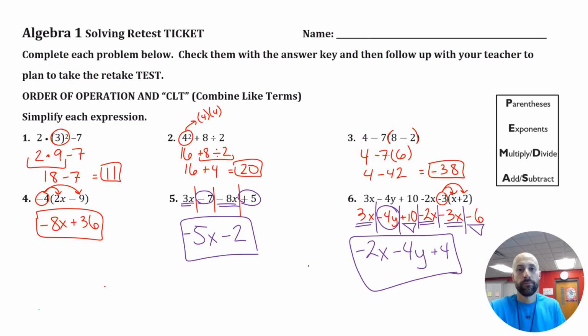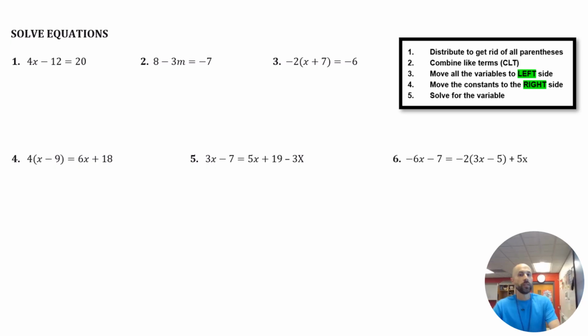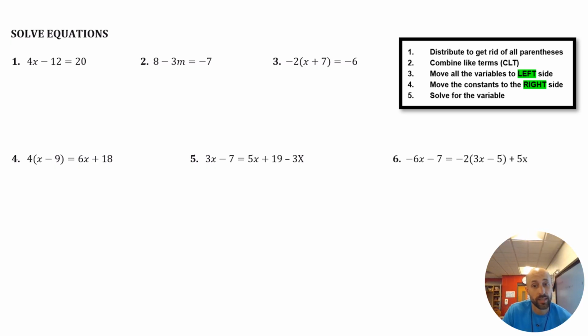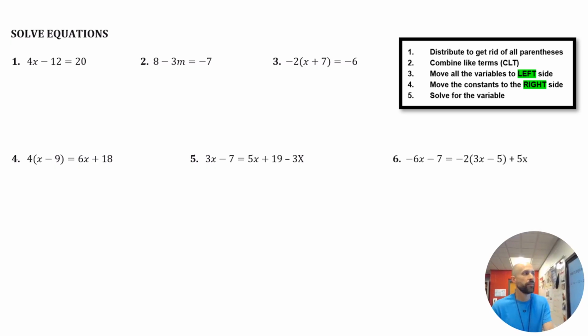All right, so in this section we are solving equations. And so you can see those 5 steps: distributing to get rid of parentheses, combine like terms, move all variables to the left, constants to the right, and then solve for the variable, right? Usually the solving step is the division step at the very end.